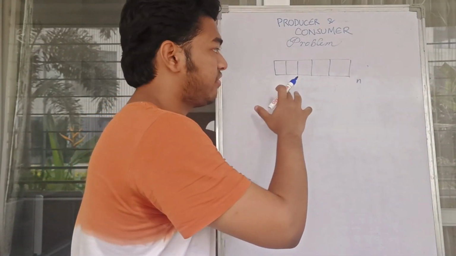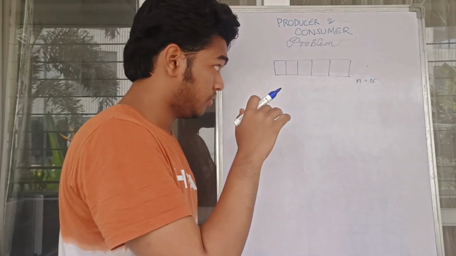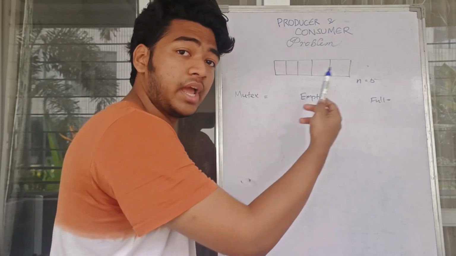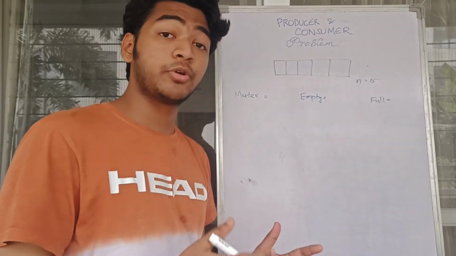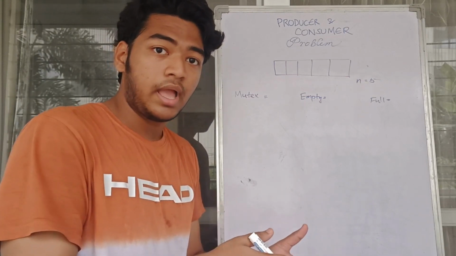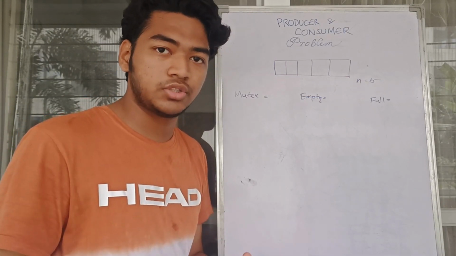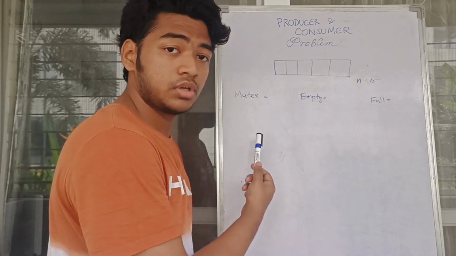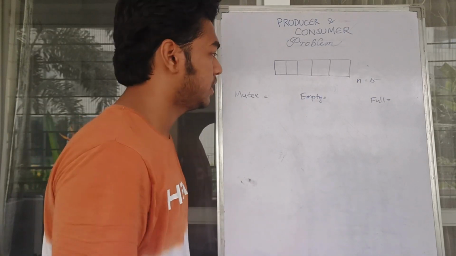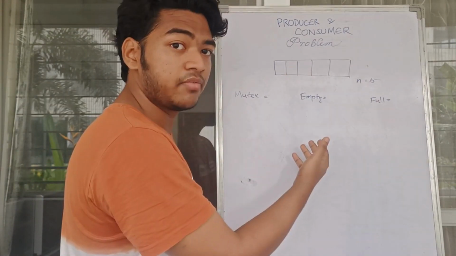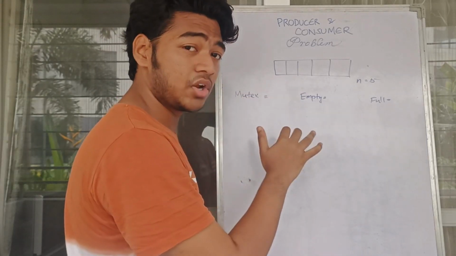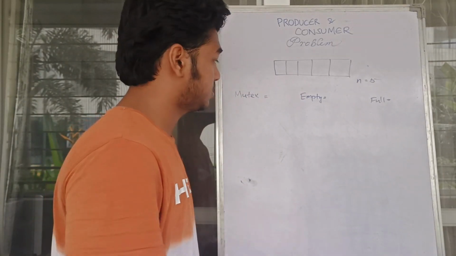Here we have a buffer of 5 slots. It could be n, but for now we'll take it as 5. And we'll use 3 semaphores, which are mutex, empty, and full. Mutex is basically a semaphore to let the consumer know that the producer has produced the data, and the same with the consumer, to let the producer know that it's done consuming. If you didn't understand, that's fine, you'll get the clarity later on. Empty semaphore indicates the empty slots of the buffer, and the full semaphore indicates the filled slots of the buffer.